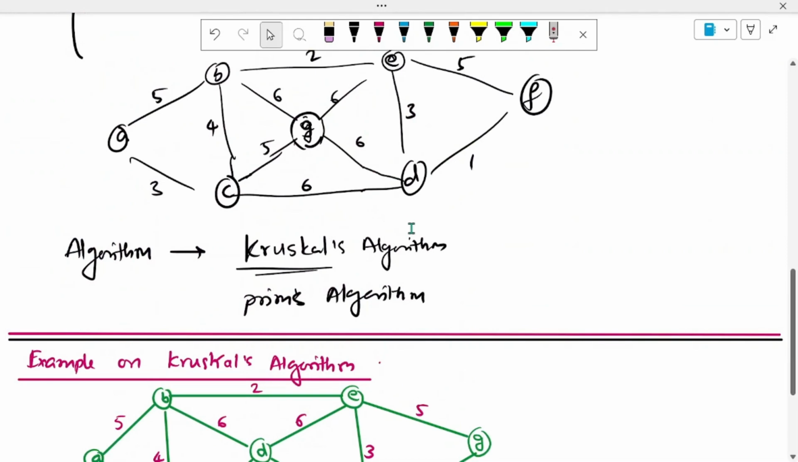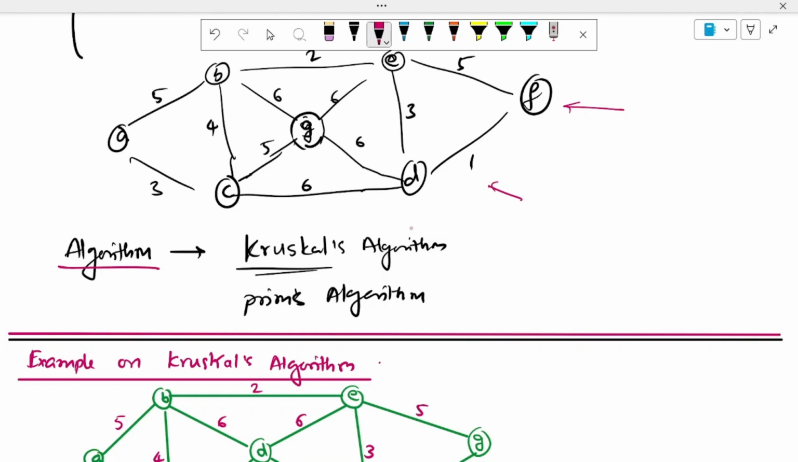After understanding what is a spanning tree and a minimum spanning tree, we are going to understand what algorithms are used for finding the minimum spanning tree of a given graph. Now you can see that there is a graph given here, and there are two most famous algorithms which are going to tell us how you can find out the minimum spanning tree of this particular graph.